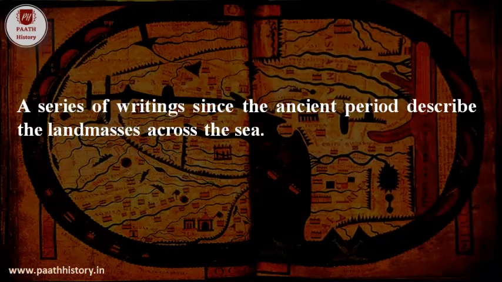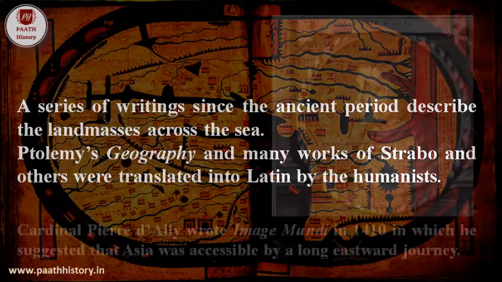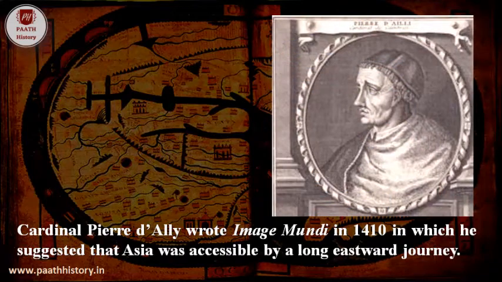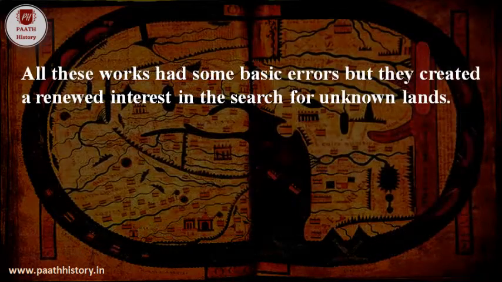A series of writings since the ancient period describe the land masses across the sea. Ptolemy's Geography and many works of Strabo and others were translated into Latin by the humanists. Cardinal Pierre d'Ailly wrote Imago Mundi in 1410, in which he suggested that Asia was accessible by the long eastward journey. All these works had some basic errors, but they created a renewed interest in the search for unknown lands.